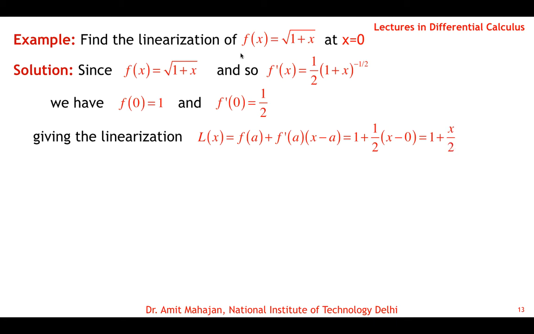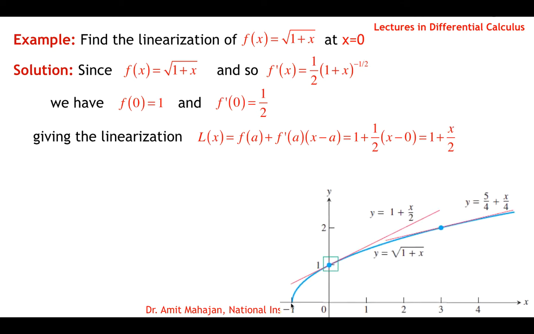So we can approximate this function by this linear function in the small neighborhood of the origin. Graphically, this is the graph of root of 1 plus x, and at the origin if we draw a tangent, the equation of this tangent will be 1 plus x by 2, and we can approximate the function values of root of 1 plus x by this tangent line in this small neighborhood of the origin.